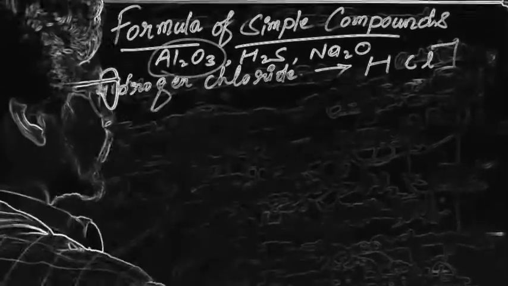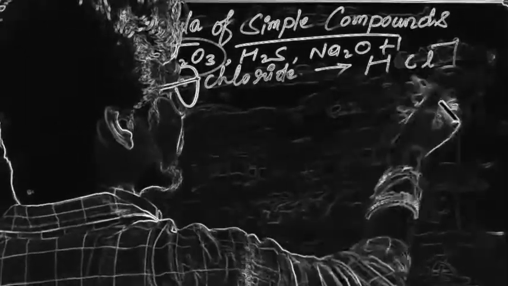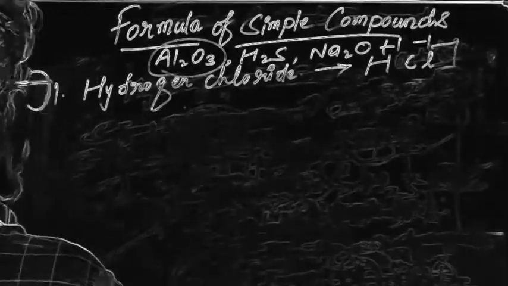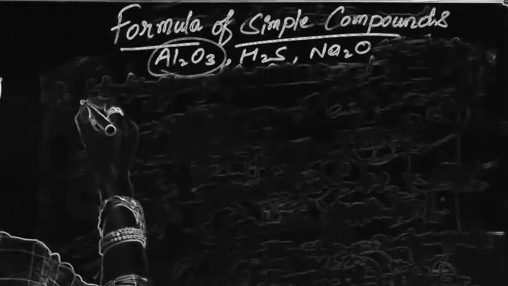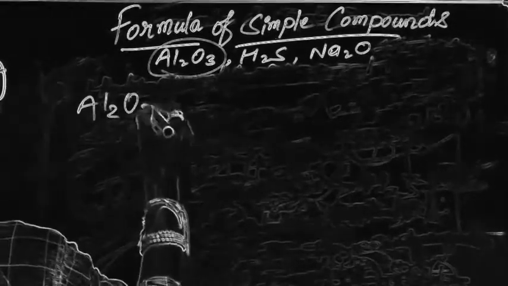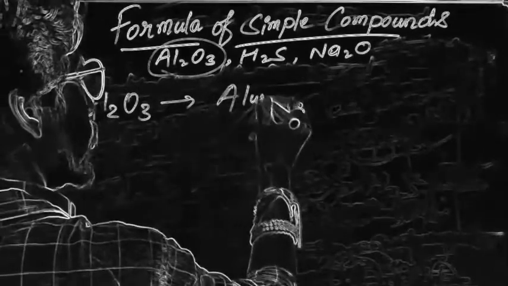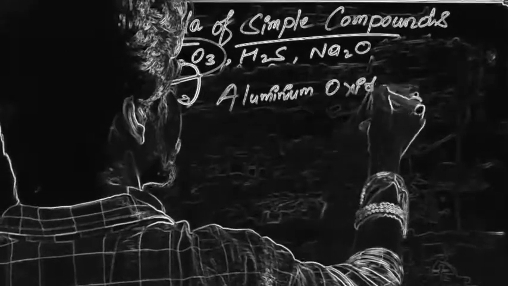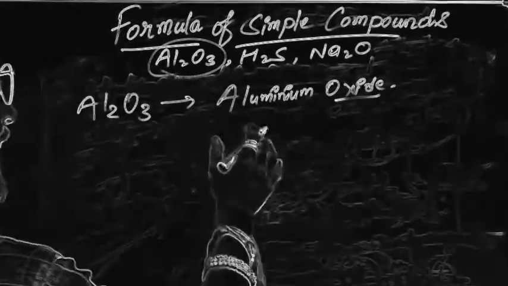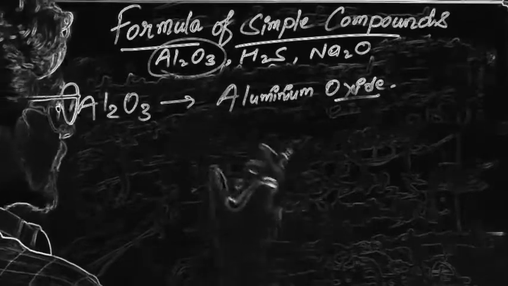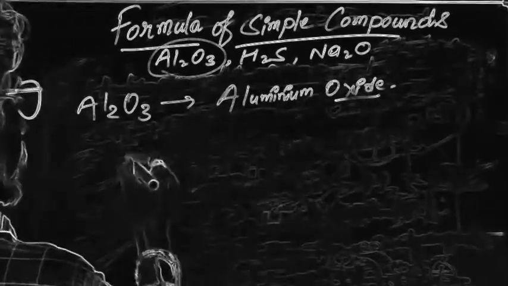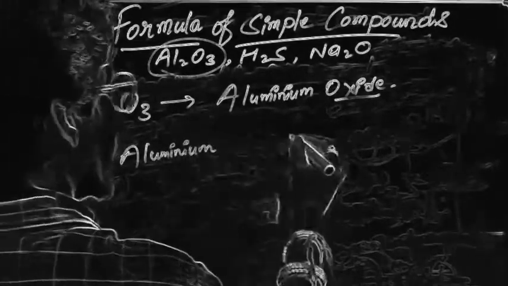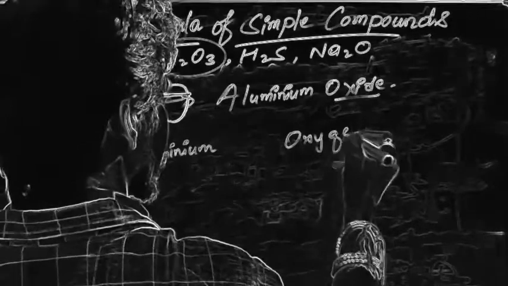So it was easy, I guess, because HCl, hydrogen, has +1 valency and chlorine has -1. Al2O3, that is aluminium oxide. Oxide means when any metal reacts with air, that is the oxygen, oxides are formed. So our first element is aluminium and other one oxygen.